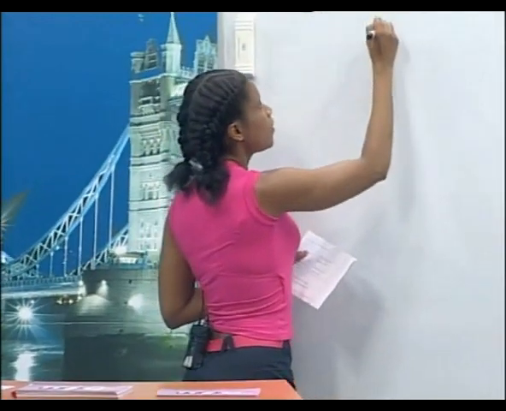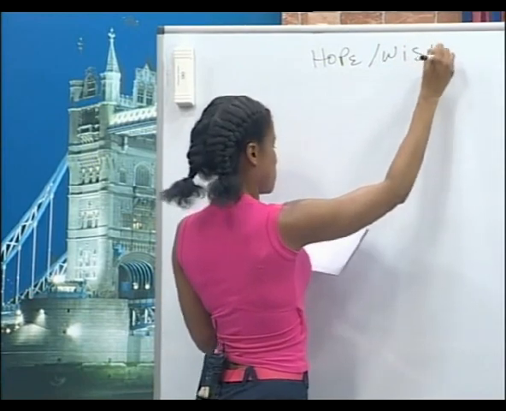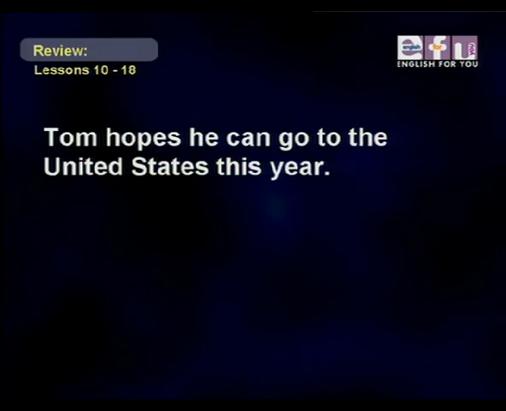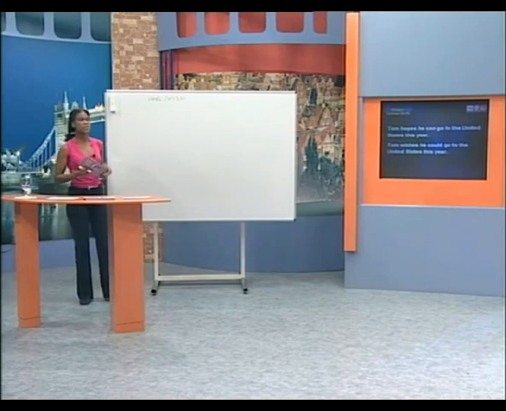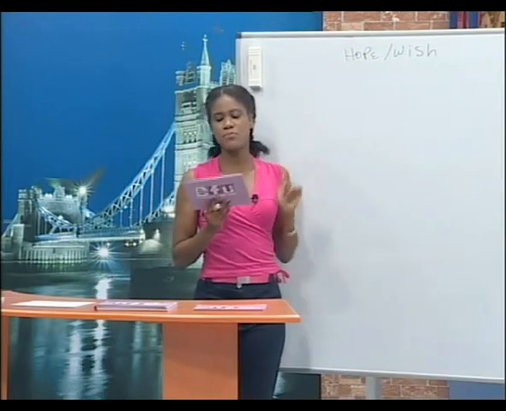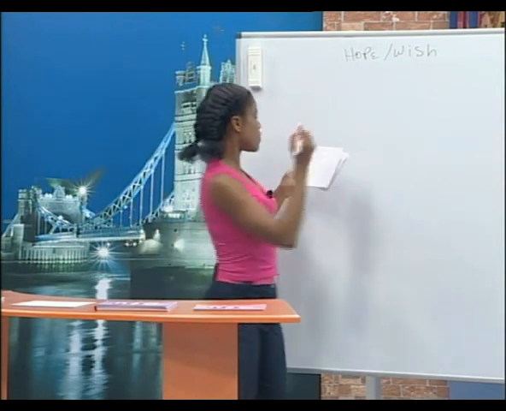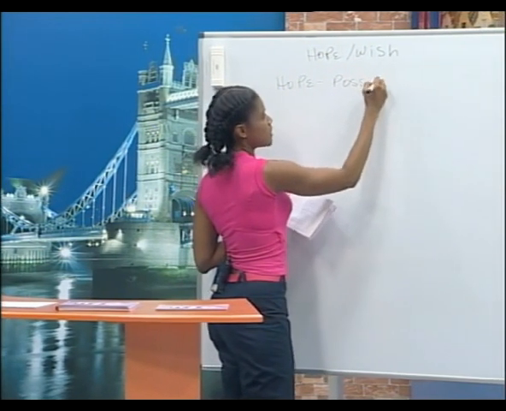Now let's finish our review by discussing hope and wish. Let's look at some examples first. Tom hopes he can go to the United States this year. Tom wishes he could go to the United States this year. So we use hope and wish to talk about future actions or possible future actions.